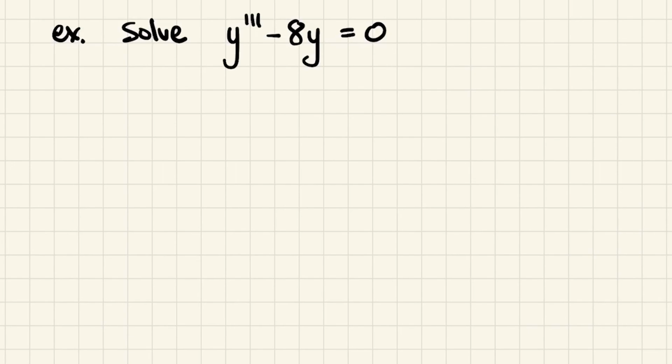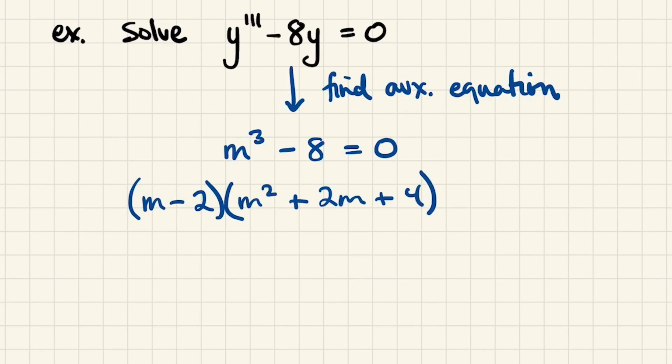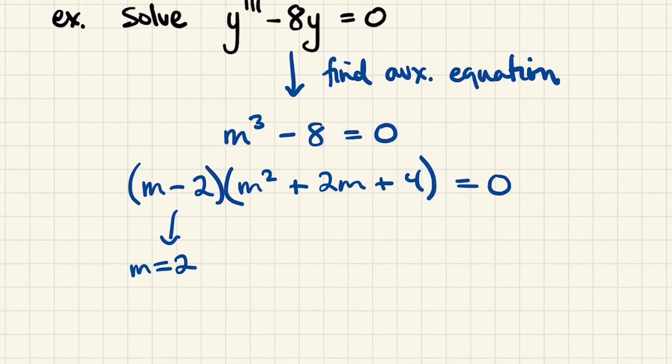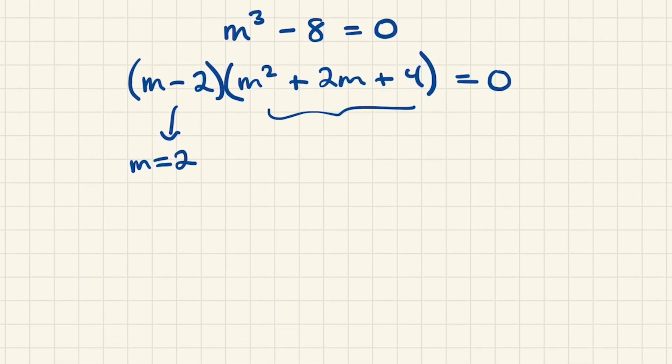All right, here we have a third order homogeneous linear differential equation with constant coefficients. So all that I just said is French for find the auxiliary equation. Okay, yeah, we can factor that. That's just a difference of cubes. So using the SOAP formula, we get m minus 2, m squared plus 2m plus 4. That's all equal to 0. So this one factor here gives us m equals 2 right away. And this other factor does not factor any further, so we have to use the quadratic formula.